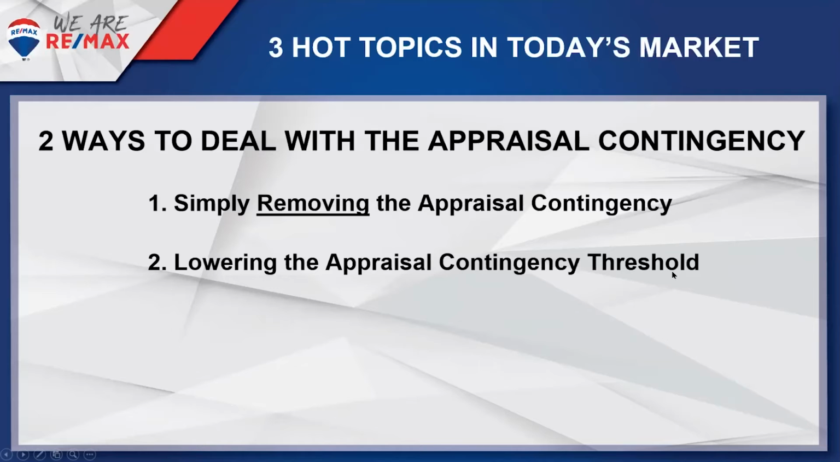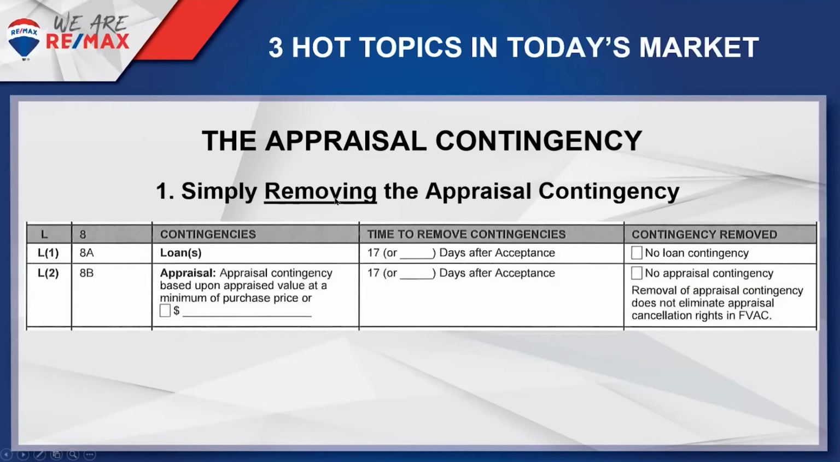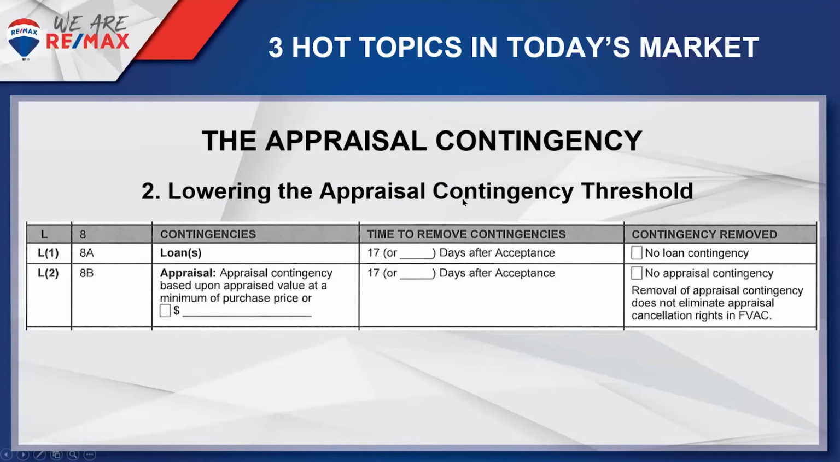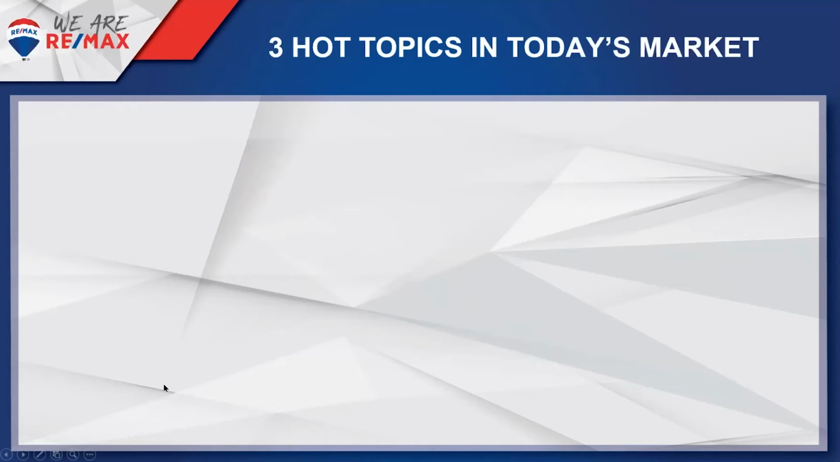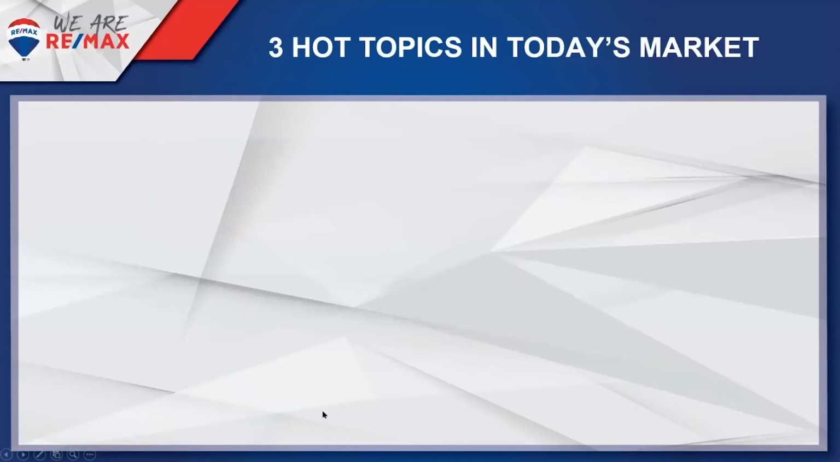I'll pay an escalation clause of $10,000 better than the best offer, but it's got to appraise at least at some number, so you can lower the appraisal contingency. So how do you do that? Well, removing the appraisal contingency with the offer is pretty simple. You simply check the box, no appraisal contingency. Lowering the appraisal contingency threshold with the offer, you check this box and then plug in the price, the minimum price you want it to appraise for, in this blank here.